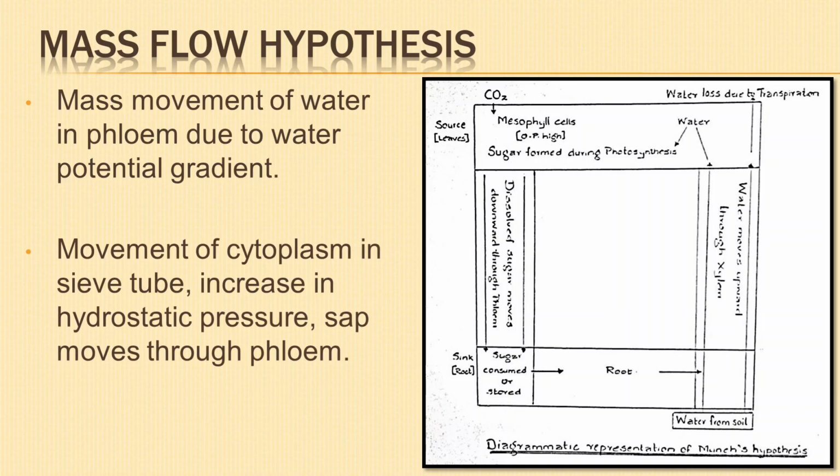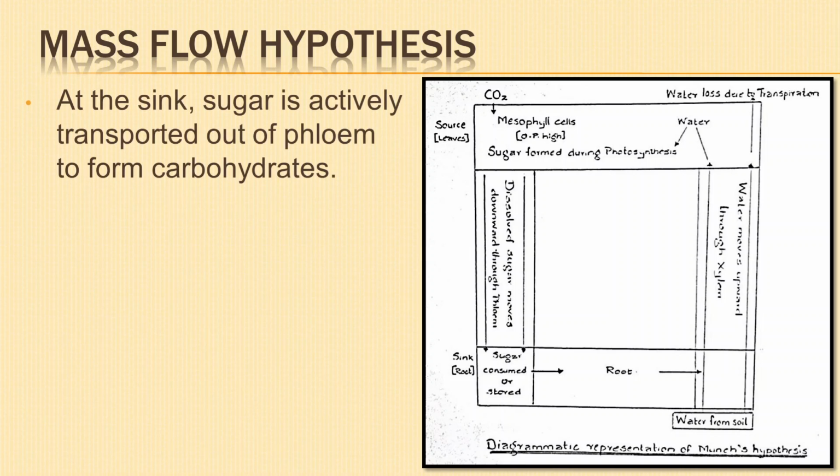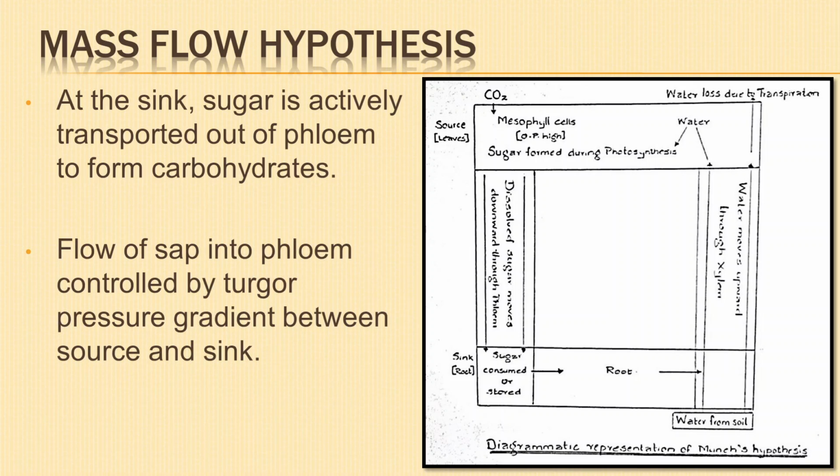The sieve plates present in the sieve tube have pores through which there is movement of the cytoplasm. Due to an increase in hydrostatic pressure in the sieve tube, the sap moves through the phloem. At the sink, sugars are actively transported out of the phloem to form various carbohydrates. Therefore, Munch hypothesis states that flow of sap into phloem is controlled by turgor pressure gradient between source and sink.